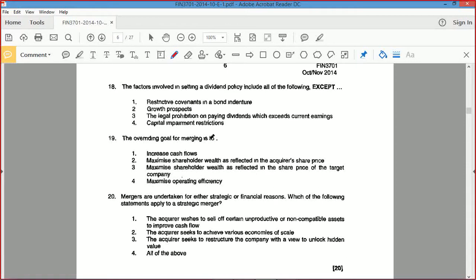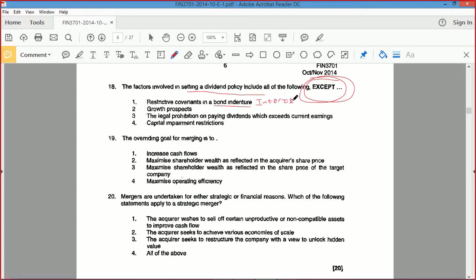For 18, I got 4. The factors involved in setting a dividend policy. If I'm looking at dividend policy, capital impairment restrictions means you're not allowed to reduce the value of your capital in any way. They're saying which factors will affect a dividend setting policy and which one doesn't. Let me ask you about restrictive covenants in a bond indenture. Would bonds affect your dividends? No, it wouldn't. Bonds is looking at interest payments. Those are coupons.